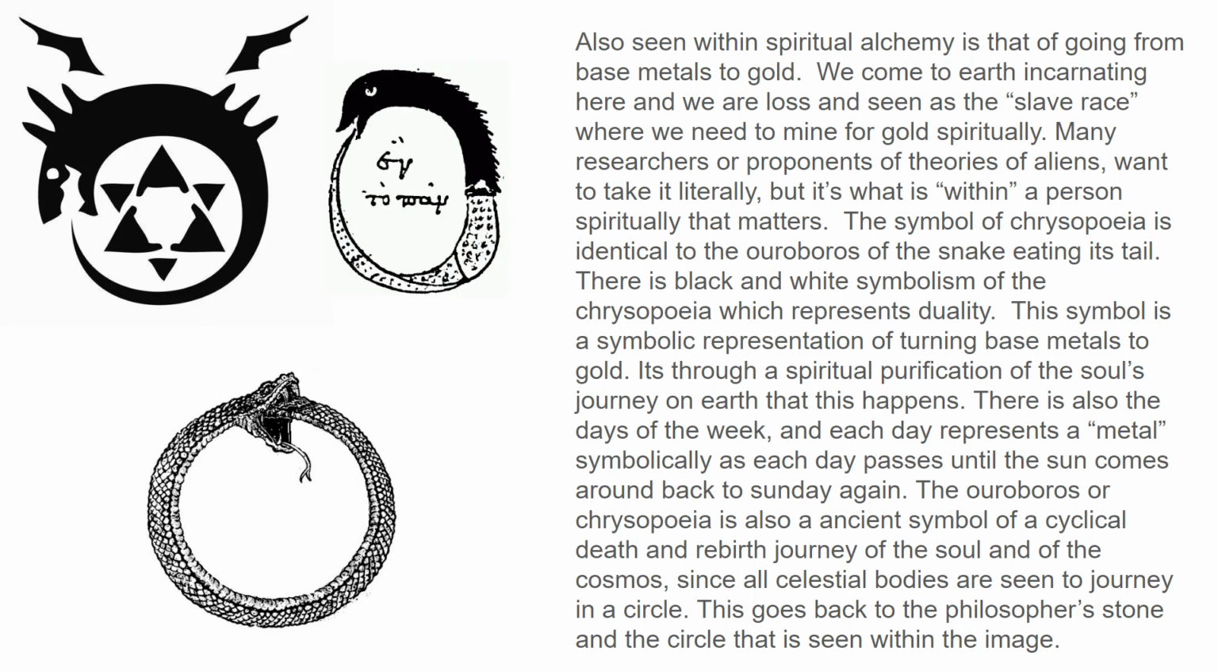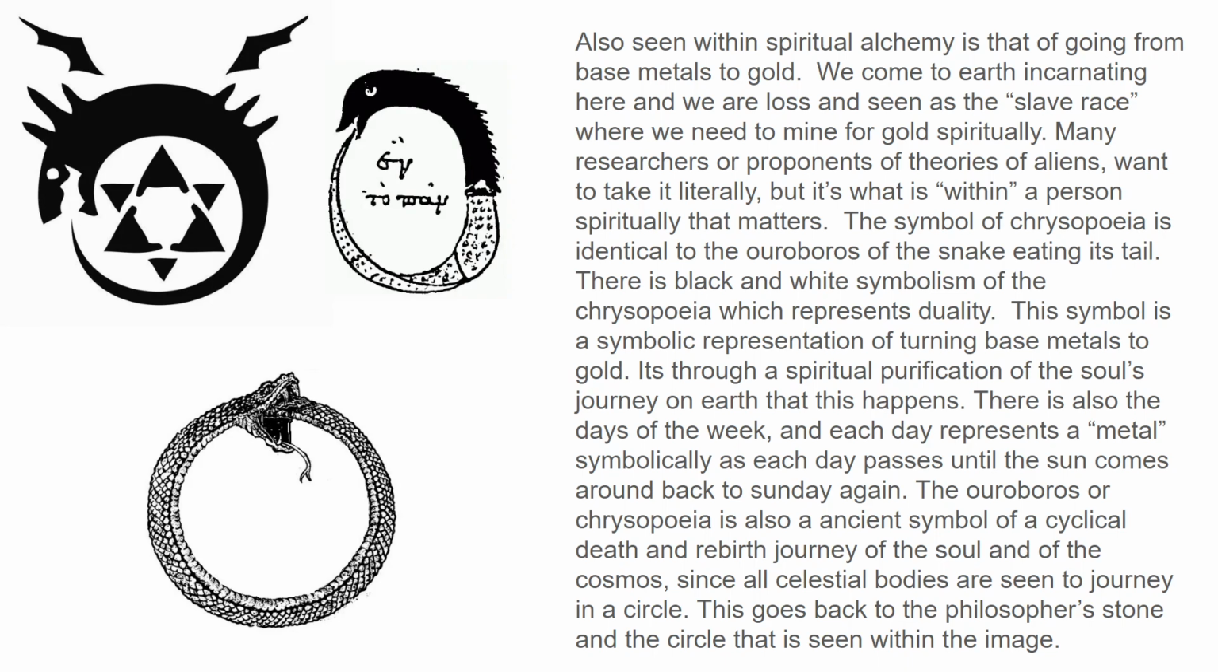So let's continue on. The symbol of Chrysopeia, which is this symbol right here, is identical to the Ouroboros, the snake eating its tail. There's black and white symbolism of the Chrysopeia, which once again represents duality. This symbol is a symbolic representation of turning base metals to gold. It's through a spiritual purification of the soul's journey on earth that this happens. There is also the days of the week as well, and each day represents a metal symbolically.